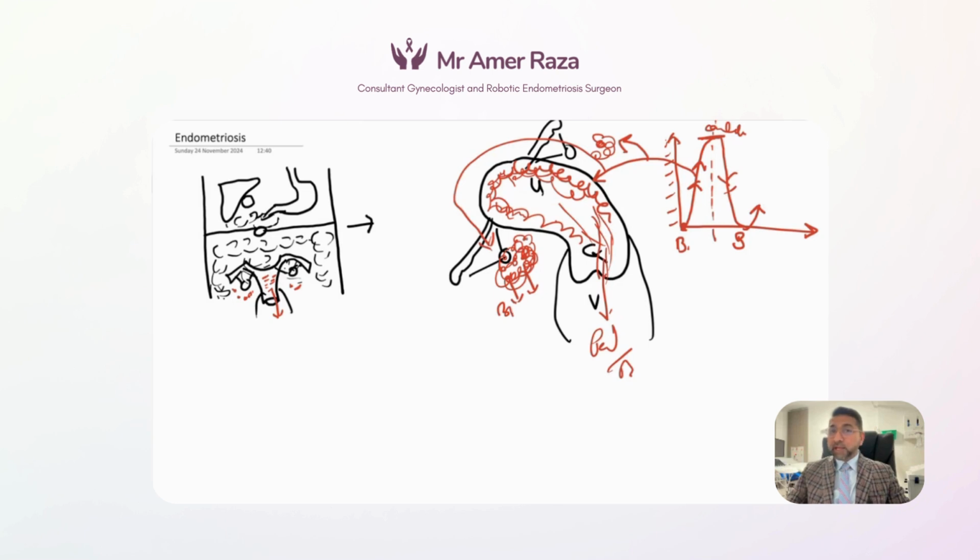But this blood has nowhere to get out of the body. So what happens to this blood? It turns into glue. This blood, which is trapped inside and cannot get out of the body, turns into glue. And this glue is what we call, in our language, endometriosis, or scarring and all those things.